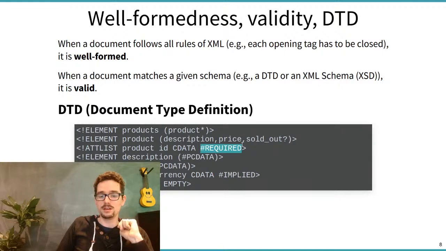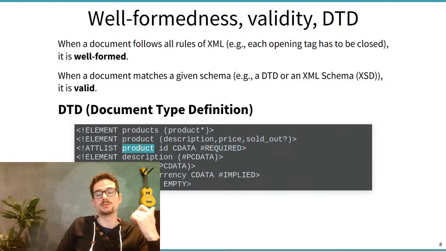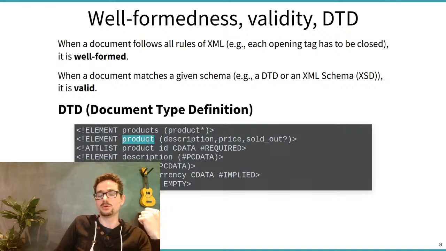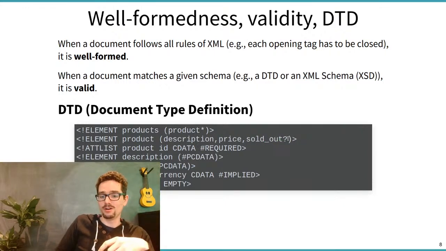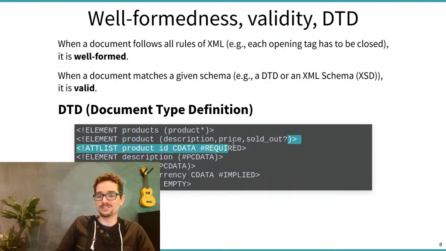The attribute ID is required. So a document would be invalid if there would be a product element that does not have an ID attribute. And a document would be invalid if there's a product element that does not have a description or a price, or two times a sold out, or a hello element, or a text element, a mixed content.